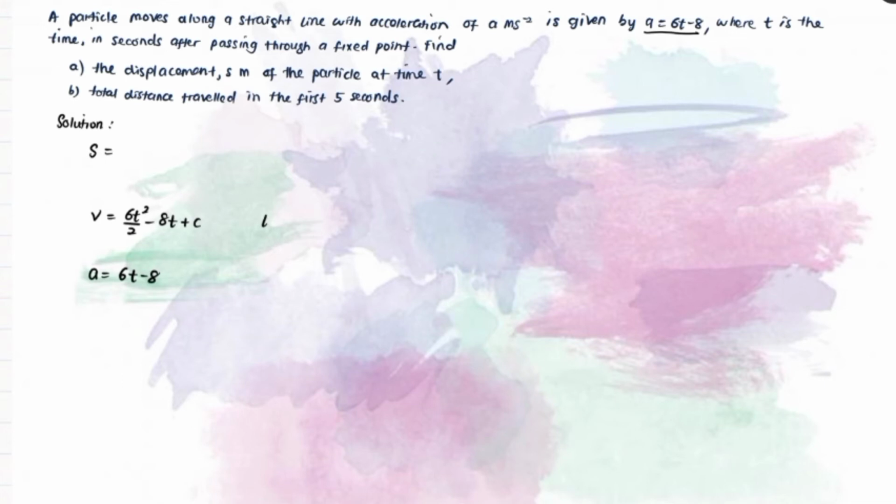So t is equal to 0, v is equal to 0. Substitute into the velocity function to find the value of the constant. Hence, we get the value of c is equal to 0. So the velocity function is 3t squared minus 8t.